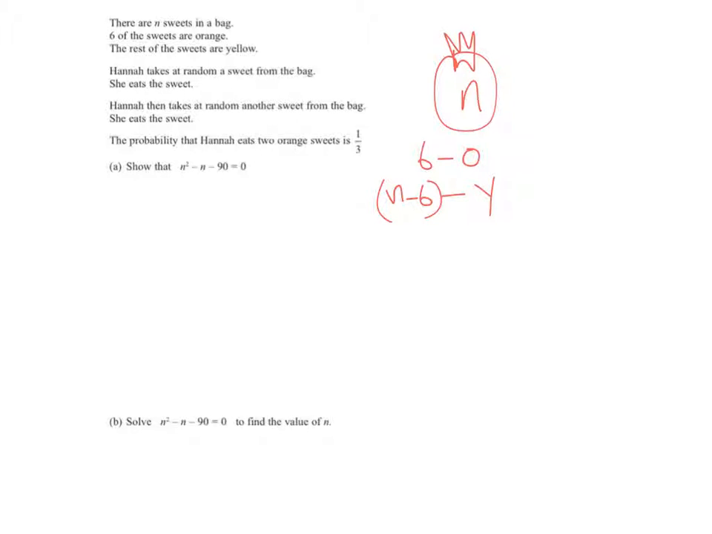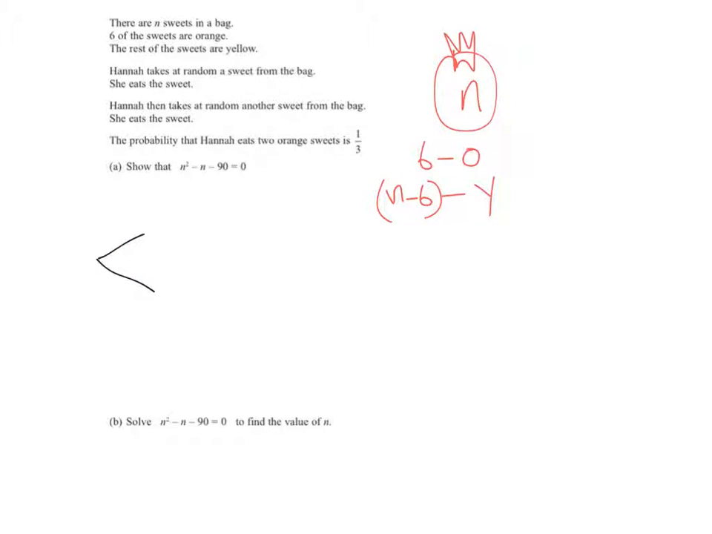Okay, so let's have a look at what Hannah is up to. Hannah takes at random a sweet from the bag, she eats it, and then she takes at random another sweet from the bag and she eats that. What's the probability that she eats 2 orange sweets? Well, in case you're worried about it, it's a simple job. You draw yourself a quick tree diagram. So if Hannah picks a yellow sweet from the bag, then the probability of, so this is going to be my yellow, that's going to be my orange, okay?